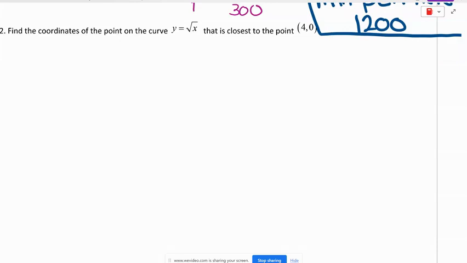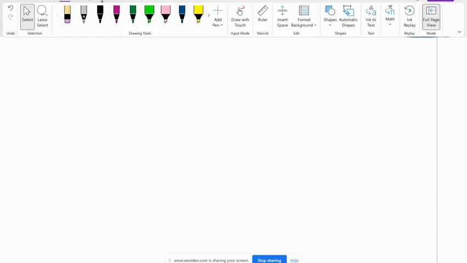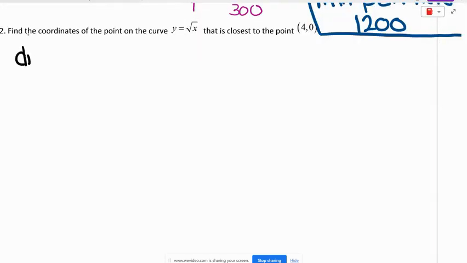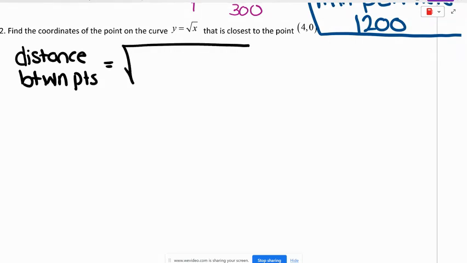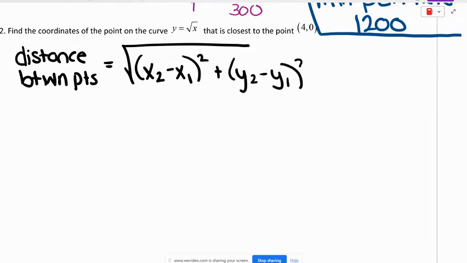Whenever we're talking about the distance between points, there was a special formula that we used to use. Does anybody remember this? It's like back to geometry. All right, so it is the distance formula. The distance between points will be the square root of x2 minus x1 quantity squared plus y2 minus y1 quantity squared.